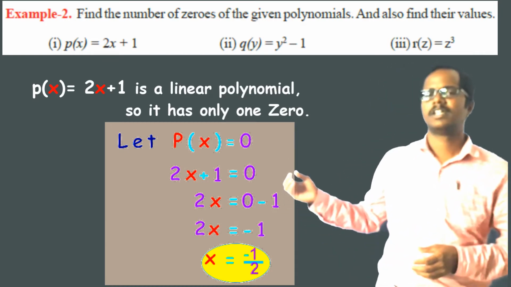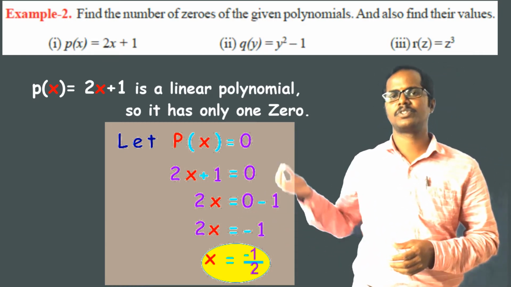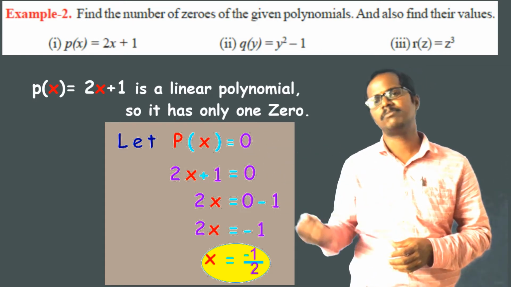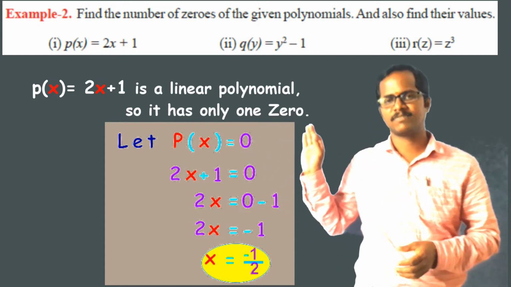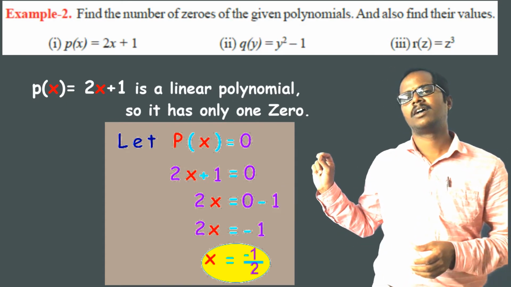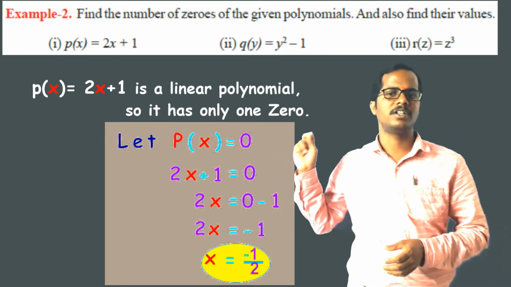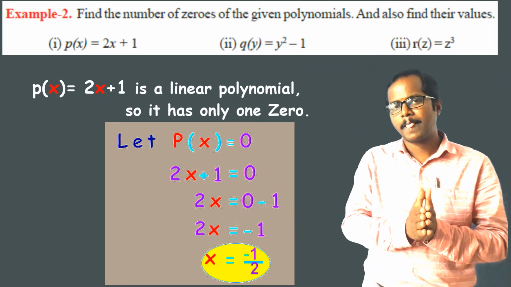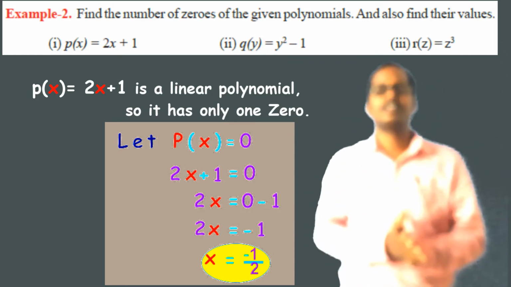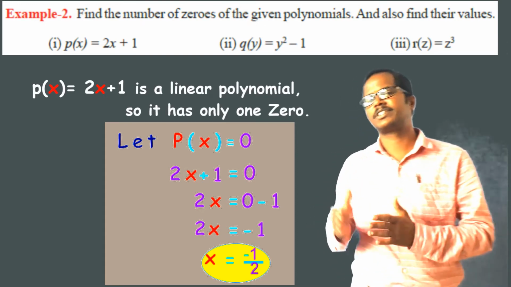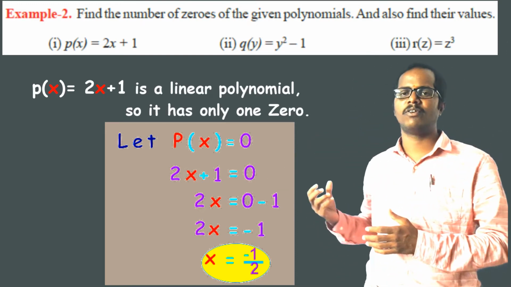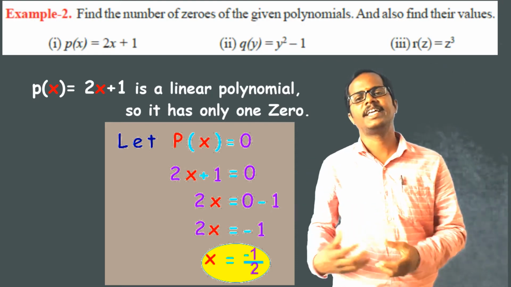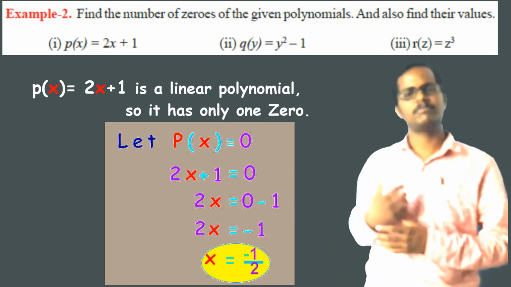That means when minus 1 by 2 is substituted in the place of x, then the total polynomial value will become 0. So minus 1 by 2 is the zero of the given polynomial. So to find the zeros of the given polynomial, we just need to take the polynomial value as 0 and then solve for x. That x value is the zero of the given polynomial.